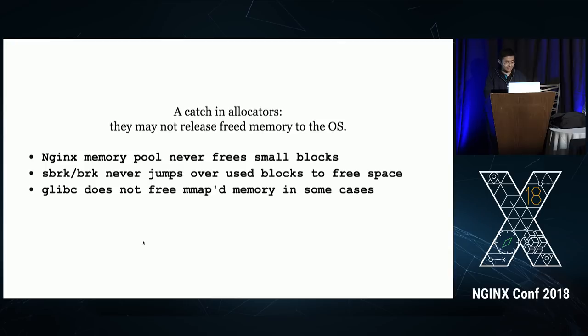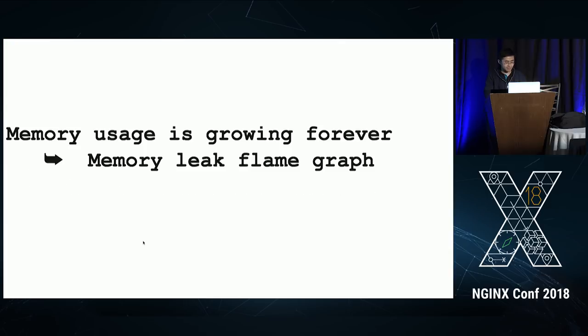So the allocators can have some pitfalls, and memory usage is growing forever. We need a memory leak flame graph. We actually found a real leak in the NGINX core. So that was the first successful use case for the leak flame graph.